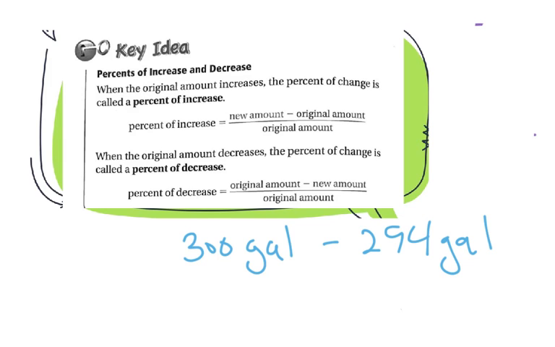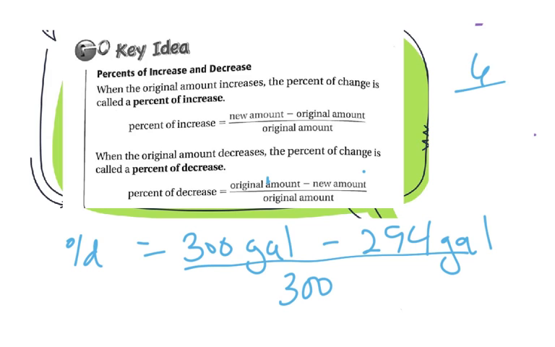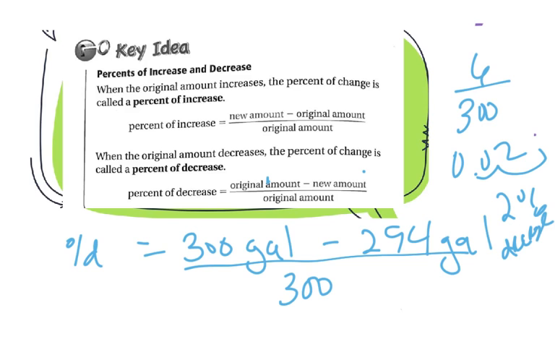So your percent of decrease is going to be your original amount minus the new amount all over the original amount, okay? So this is going to be 300 minus 294, so that's 6 over 300. Pop that in the calculator, and I get 0.02. So you know it's percentages, you got to move your decimal point 1, 2. So it's actually 2% decrease. Okay, so that's a decrease. So you have to make sure that you know that.